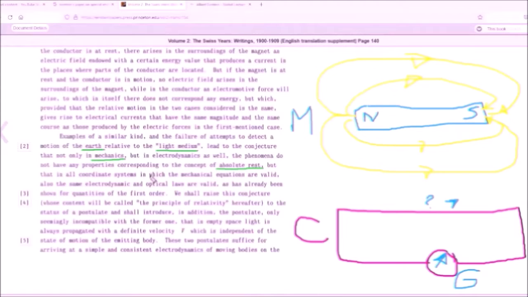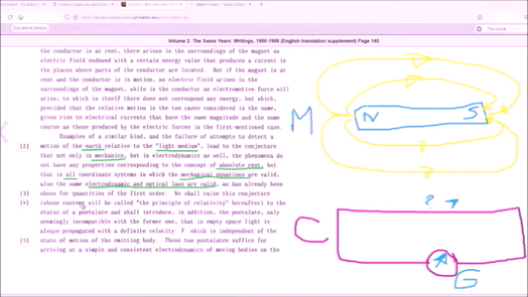We are hallucinating here. What makes absolute rest jump into the situation? The earth and the light. You cannot measure the difference in the light medium even though the light is emitting from the earth. But that in all coordinate systems in which the mechanical equations are valid, also the same electrodynamic and optical laws are valid. So the validity of the mechanical equations, Newton's equations, in all coordinate systems have to be valid also at the same time when the electrodynamic and optical laws have to be valid.